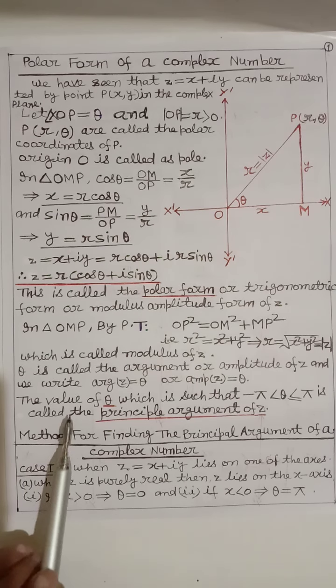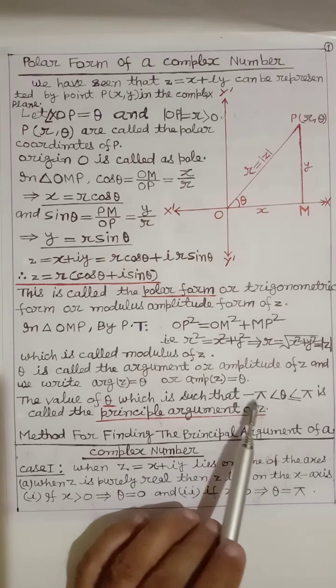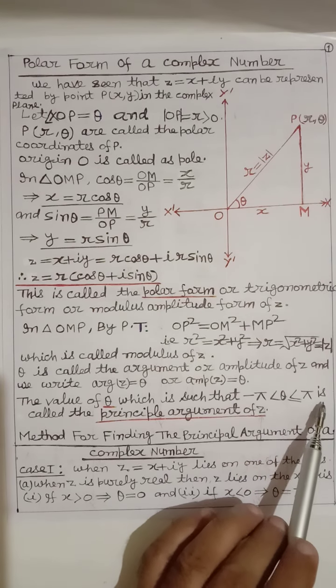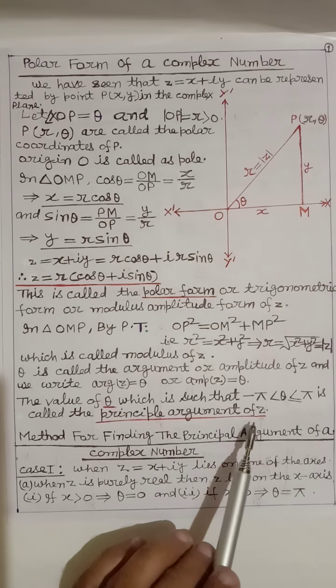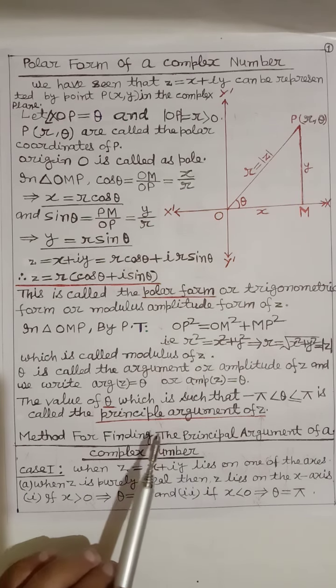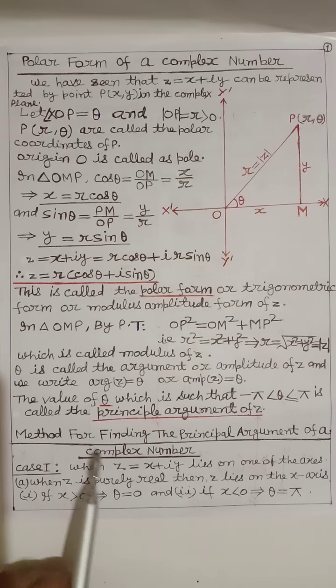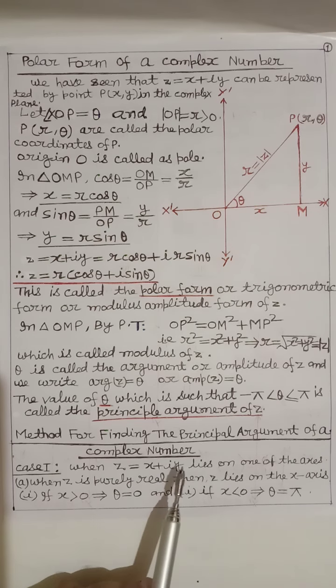Dear students, the value of theta such that minus pi less than theta less than or equal to pi is called the principal argument of z. Now we will discuss the method for finding the principal argument of a complex number.